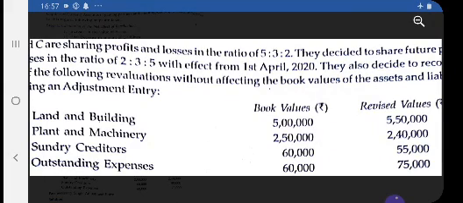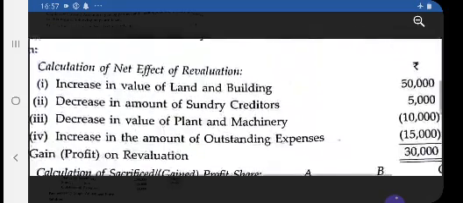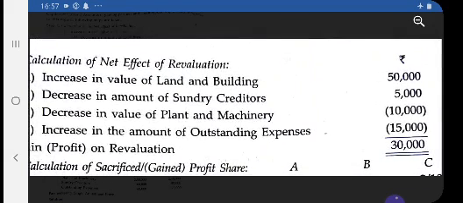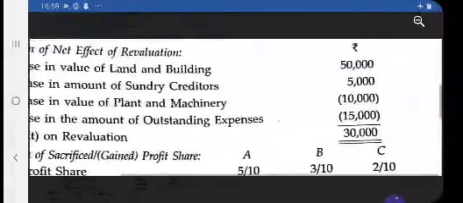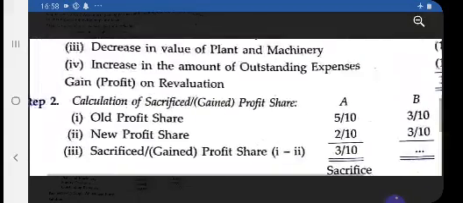Creditors 60,000, revised value 55,000, liability decreases by 5,000. Outstanding expenses, that is also a liability, 60,000, and revised value is 75,000, that it is increased by 15,000. As you know the rule well, increases in assets and decreases in liability will be added, and decreases in assets and increases in liability will be deducted. So let's see, it is solved here. The changes in the value are taken, 50,000, 5,000 is added, and 10,000 and 15,000 are deducted. Then the net gain, that is profit, is coming 30,000.